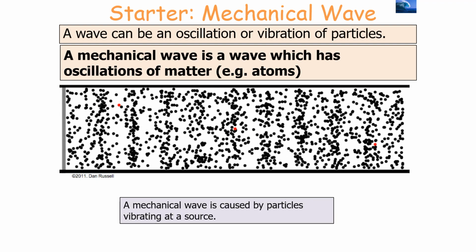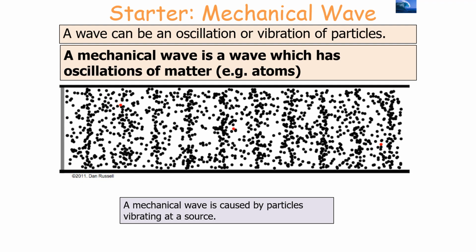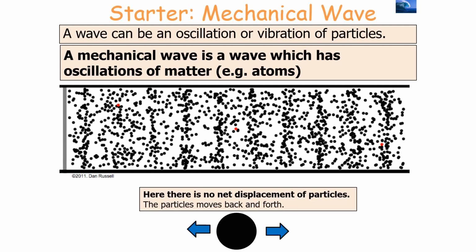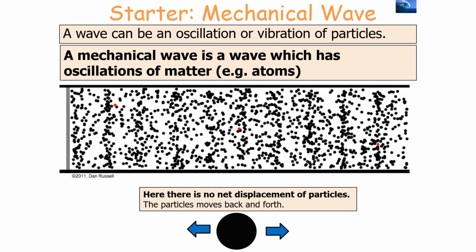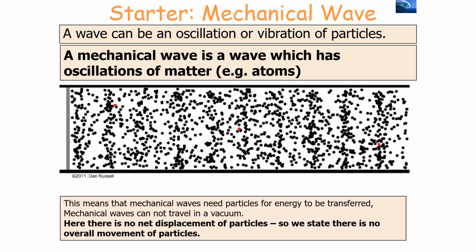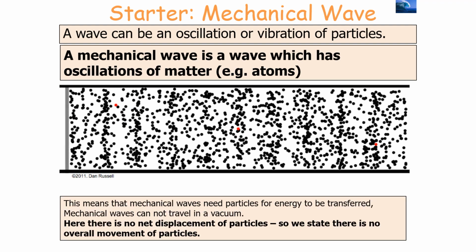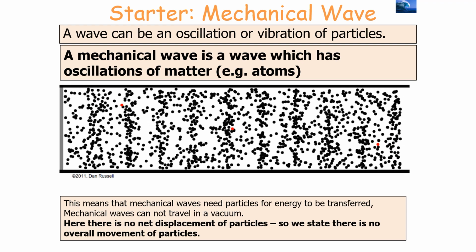So a mechanical wave is caused by particles vibrating at a source, and it will cause the particles to oscillate backwards and forwards. But please remember, there's no net displacement of the particles. The particles are moving back and forth. So we state overall that there's no overall movement of the particles, rather they're just vibrating backwards and forwards, backwards and forwards.